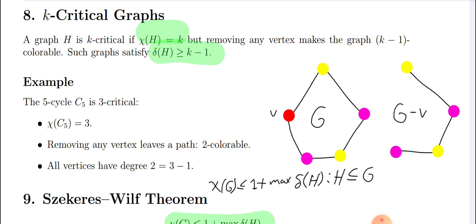The degrees are now 2, 2, 1. The minimum degree is 1. We peel off that degree 1 vertex. Now we just have a K3, where the degrees are 2, 2, 2. The minimum is 2. And so on.